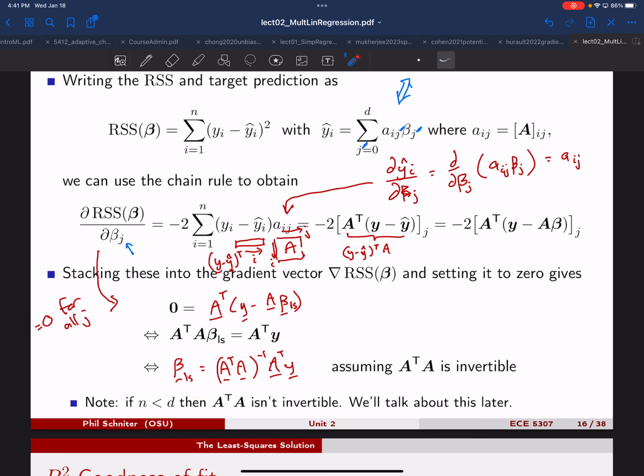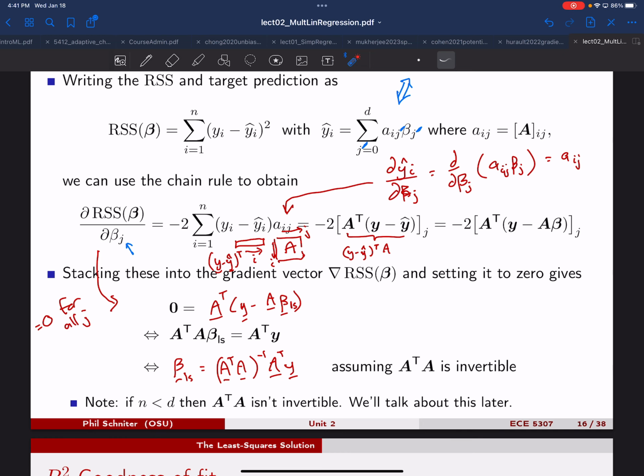So we're going to talk about strategies to deal with that in unit 4, I think is the main one. But for now, we're going to assume that this is invertible, and this is how we're going to solve the problem. Yeah. Where did you use the Hessian to confirm that it's not a maximum?